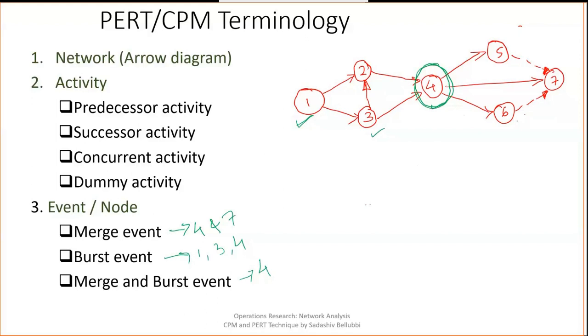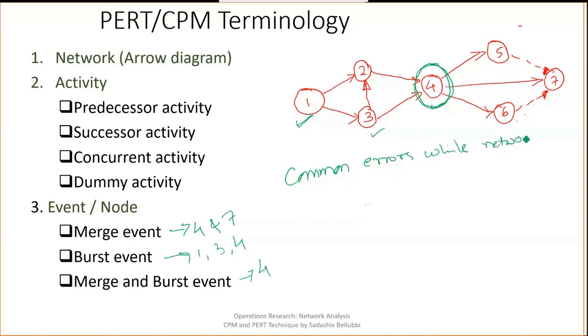Okay, next we need to study the common errors. This is about PERT and CPM terminologies. With regard to this, the common mistakes or errors committed while drawing the network. Okay, what are the common mistakes?